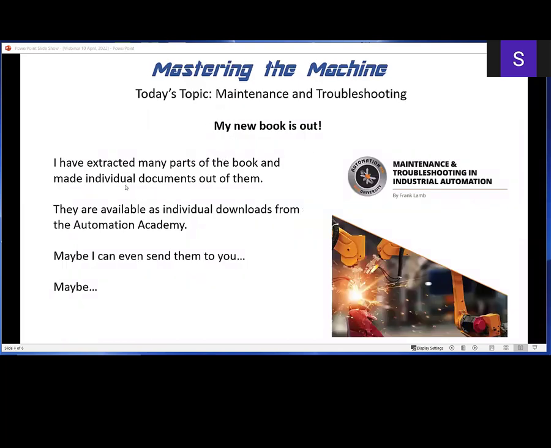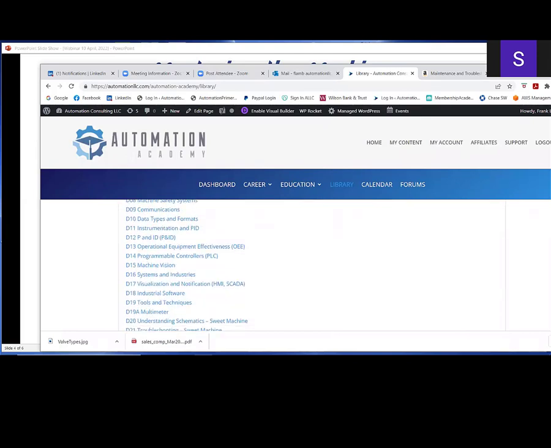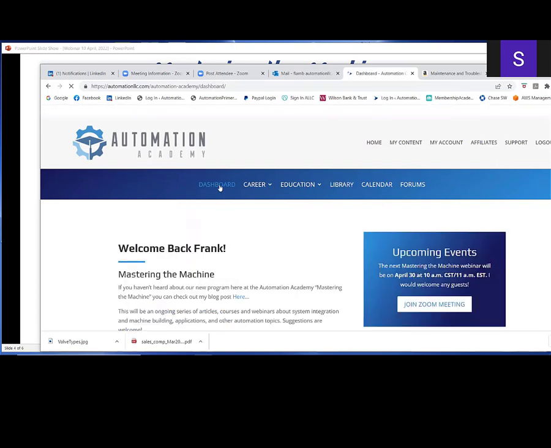I mentioned the new book is out. It's been extracted. It's available on the website. A little look at the website at where it is. Let's see here. There's the website. There's the library. And there's all the documents. So if you're joining the Automation Academy, right, you can go to the library from the dashboard.